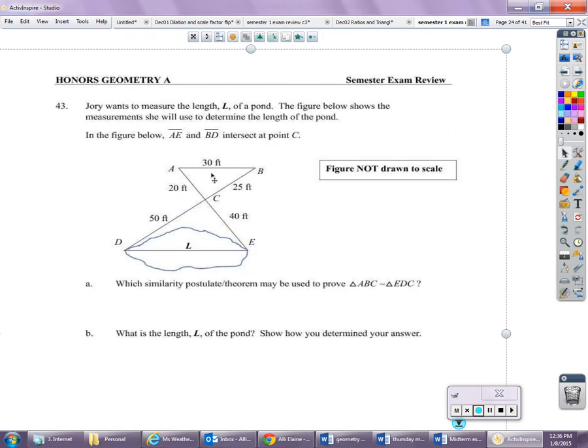You can see right away, these triangles do not look congruent. They look similar. They don't look the same. All right, so they're probably going to ask me to do some similar stuff. So which similarity postulate may be used to prove that the triangles are similar?